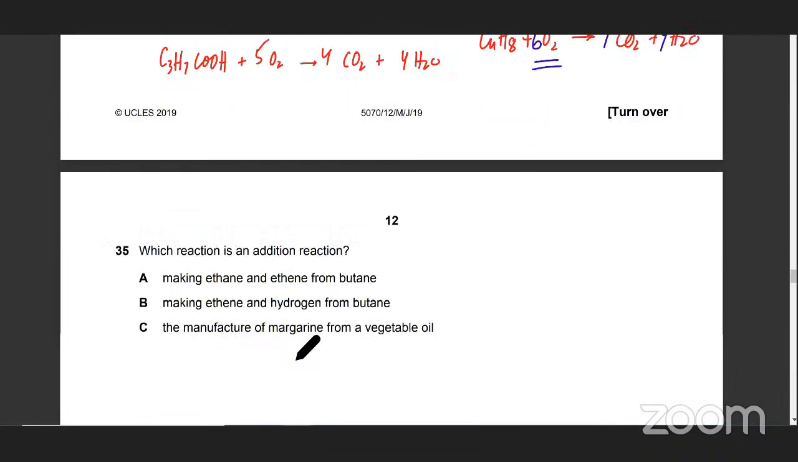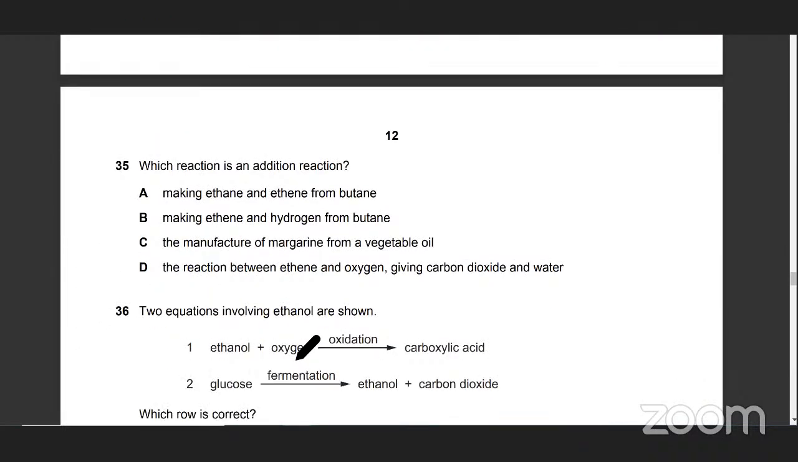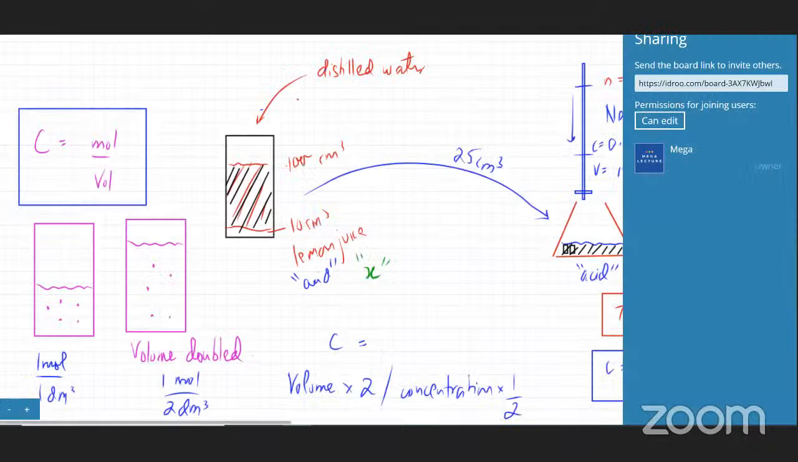Next one. Which reaction is an addition reaction? Now remember, addition reactions alkenes ke hote hain. Whenever you see an alkene, alkene ke reactions jo hote hain na, balki पढ़ लेते हैं quickly कि क्या क्या reactions होते हैं alkenes के. Just इधर खोल लेते हैं.